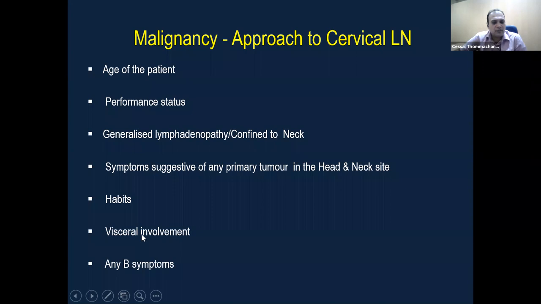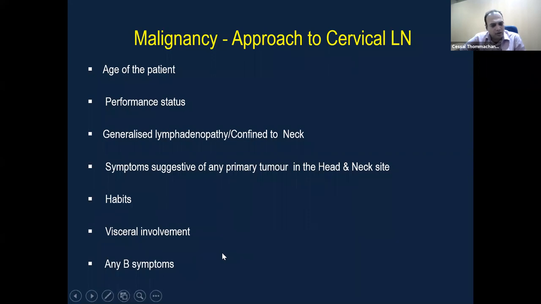The habits, this is very important. Most of these patients with squamous cell carcinoma will have a history of smoking, alcoholism, or both. Visceral involvement can occur in Hodgkin's lymphoma and also in non-Hodgkin's lymphoma, more in non-Hodgkin's lymphoma.